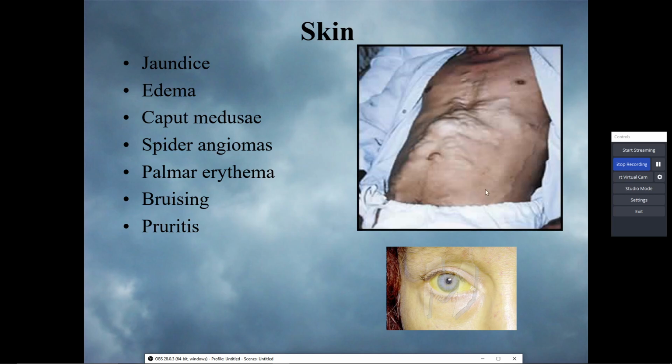Bruising, pruritus, infection, and just look at these vessels. And this is from excess pressure. That's all that is.